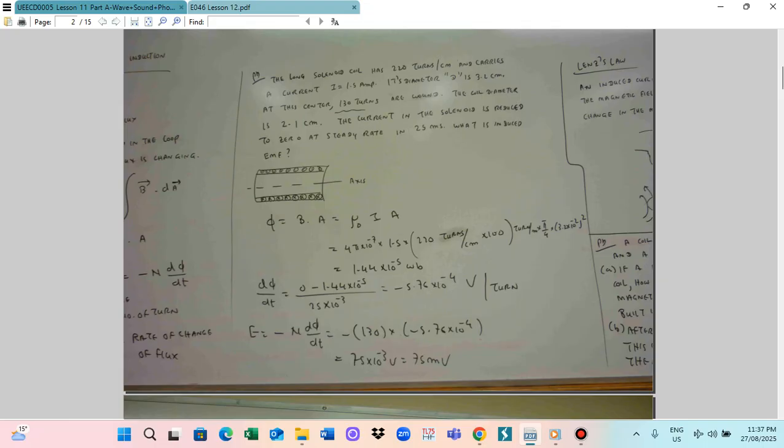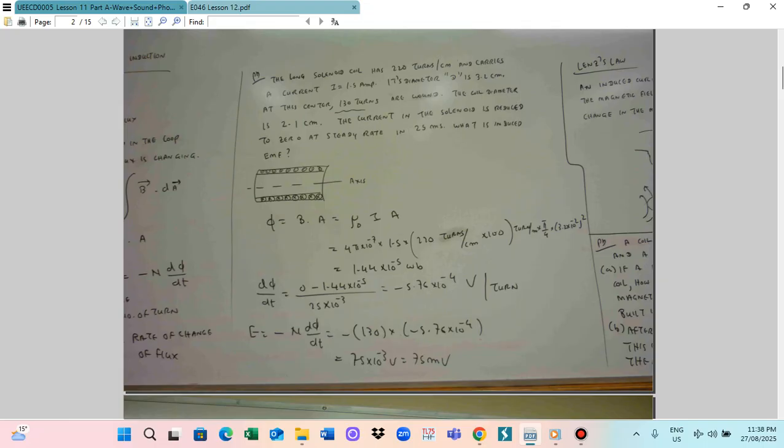So we have 4 pi into 10 power minus 7 for mu 0, the current, and the area. The area is pi by 4 into d squared, where d is 3.2 into 10 power minus 2 meters. Solving this, the flux will be 1.44 into 10 power minus 5 weber. Turns per meter is 220 times 100, multiplied by the current, mu 0 and the area.